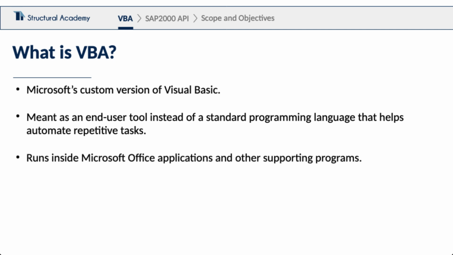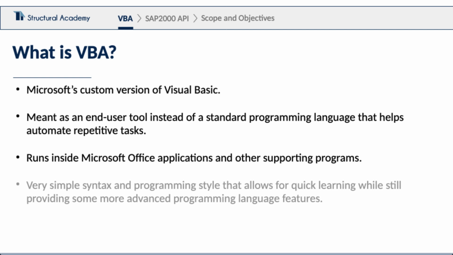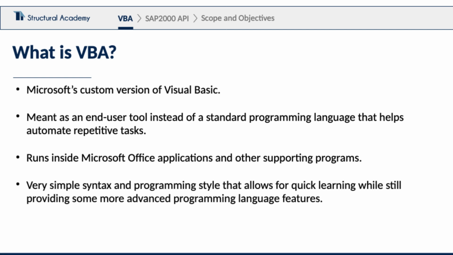VBA is set to run inside most Microsoft Office applications, but it is also supported, at least in part, by other popular applications such as AutoCAD, CorelDRAW, and SolidWorks, among others. Due to its nature, VBA is not as feature-complete as many other programming languages and, as such, is best suited for small code implementations rather than large and complex applications or code libraries. That being said, VBA does offer a simple language syntax combined with more advanced programming language features such as object-oriented programming and event handling.